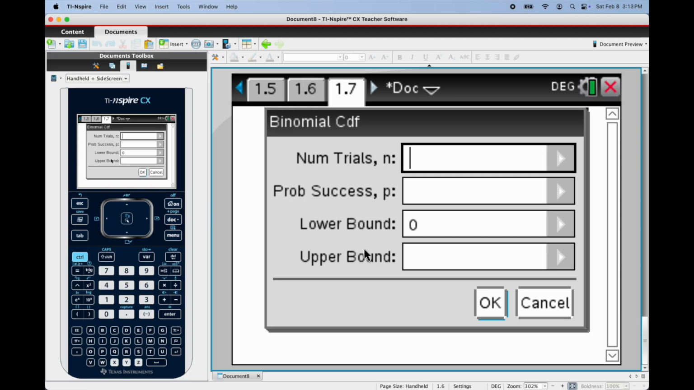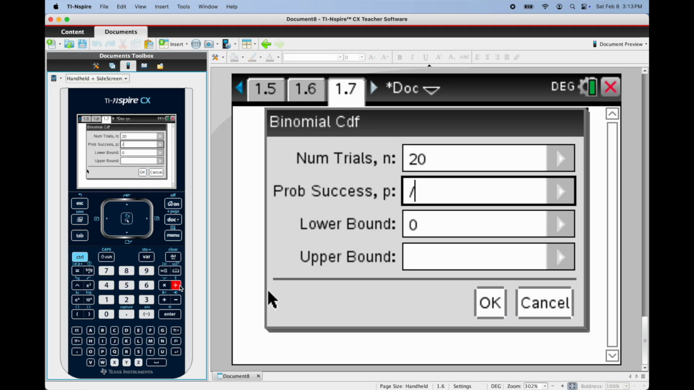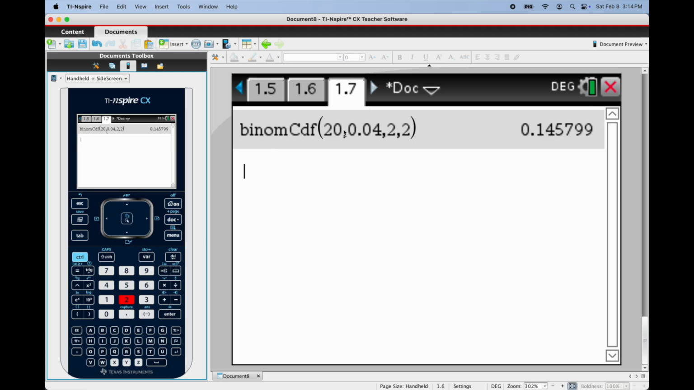So here we go. Number of trials: we have a batch of 20 chocolates. The probability of success, in this case the chance of drawing a chocolate and it being flawed, we know is 1 out of 25. I'm not sure if the calculator will accept this. 1 out of 25 is, at any rate, 0.04. I'm not sure if the calculator will accept fractions. In this case, we want to know the probability that 2 are flawed, and easy enough, we can just put the lower bound and upper bound as 2. And this would be our value.